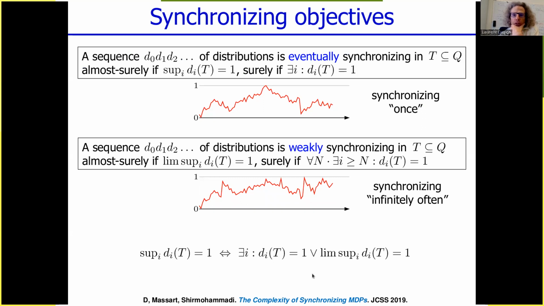So this is a relationship between these two notions, and it means that typically when we can solve one objective, say synchronizing infinitely often, it will be very easy to then also solve synchronizing once, because this condition here will be relatively easy to deal with.